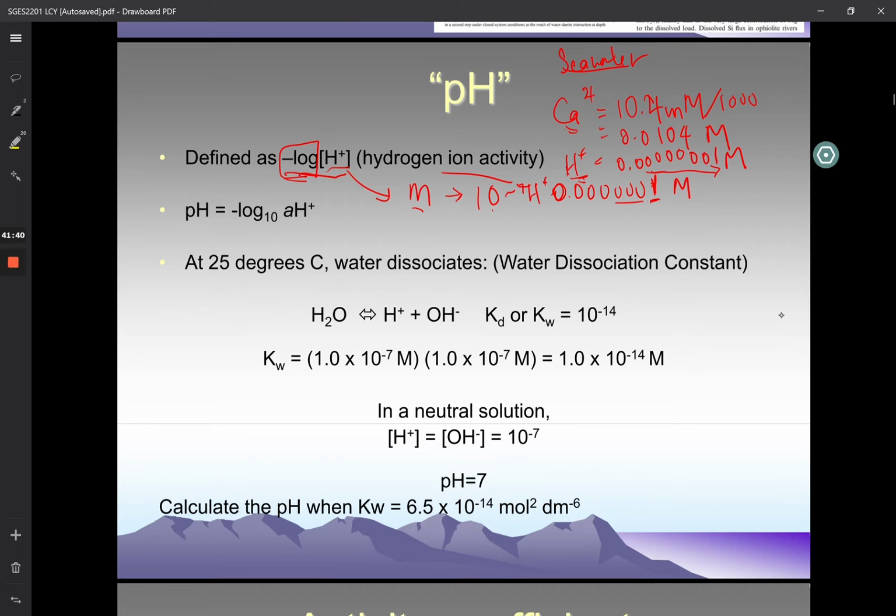And therefore, to measure the solution in a more convenient way, we log it, right? When we log it, we only report the number of the zeros behind.